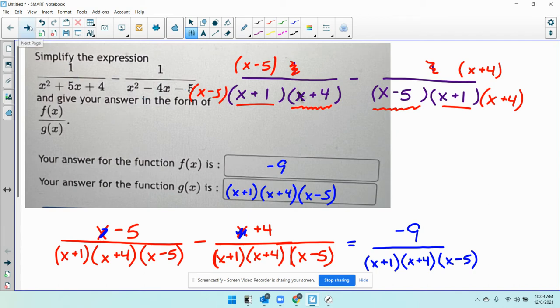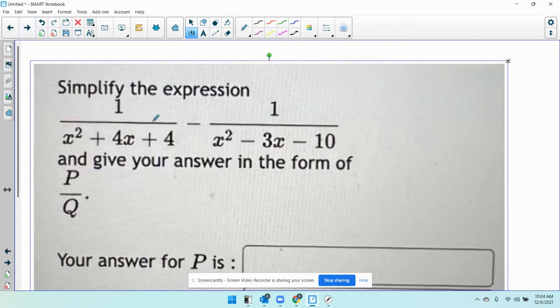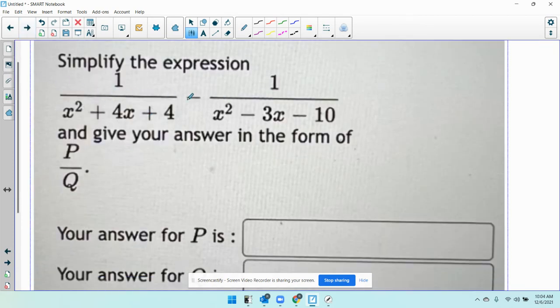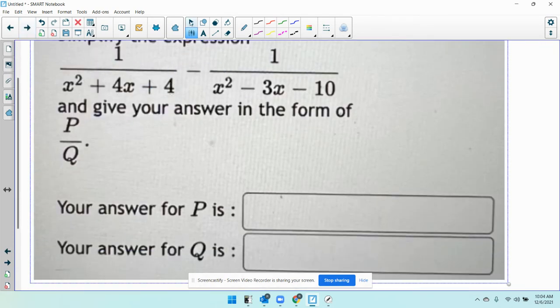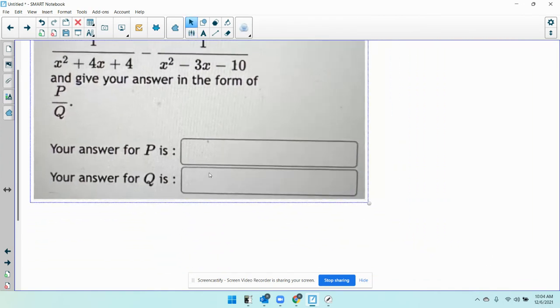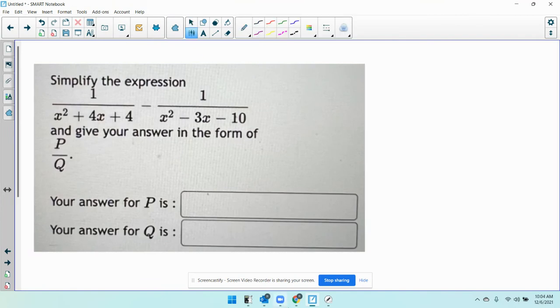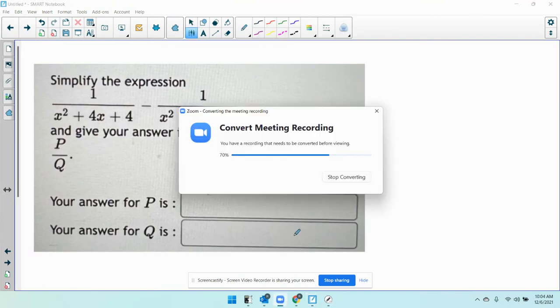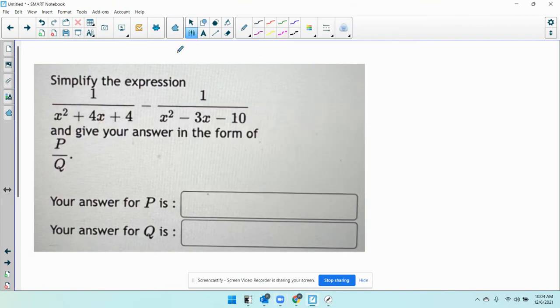Okay. We're going to do the same thing for all of these. So this one here, start by factoring everything. Let me shrink this a little bit. It's a little too big. Everything's running slow because I'm compiling a video for my other class. Sorry. All right.